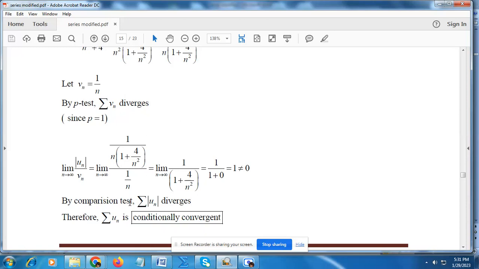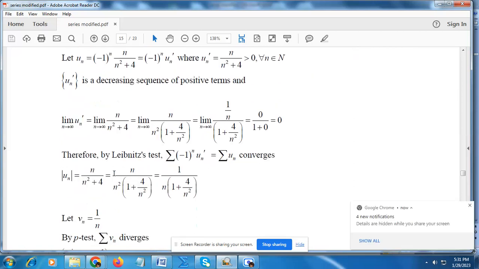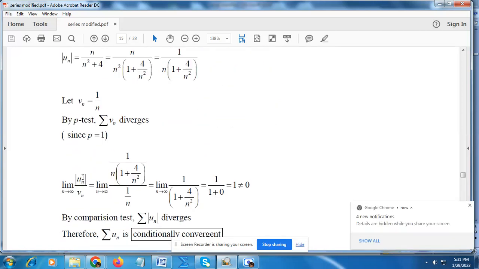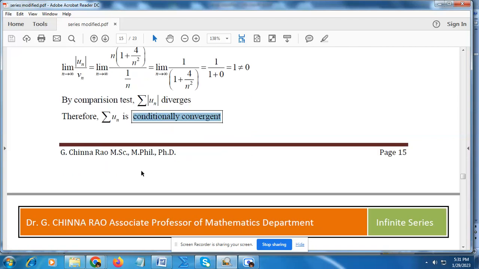But the alternating series is convergent, while sigma modulus un is divergent. So we say that it is conditionally convergent. If the alternating series converges and modulus un diverges, then we say that it is conditionally convergent.